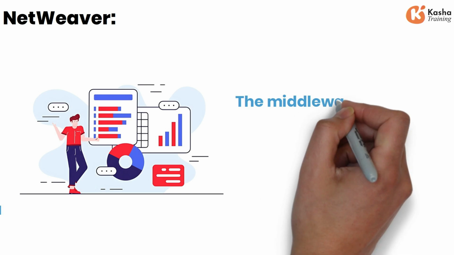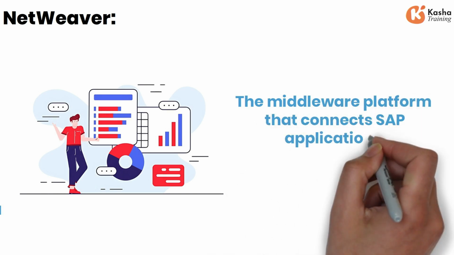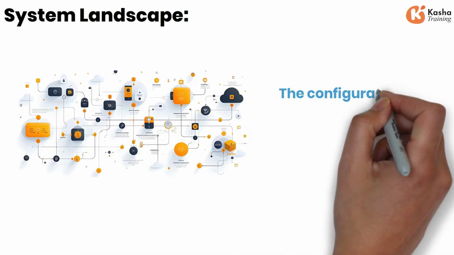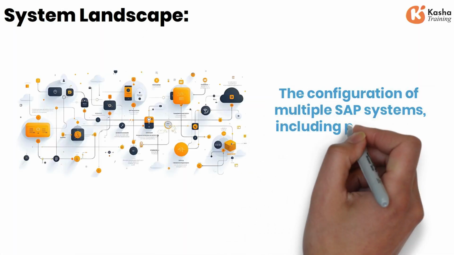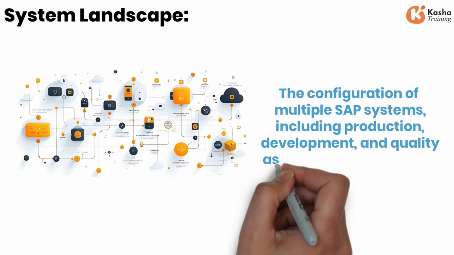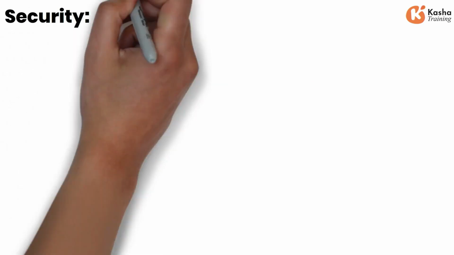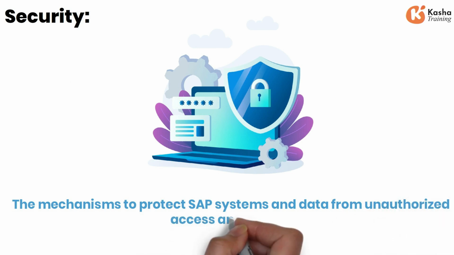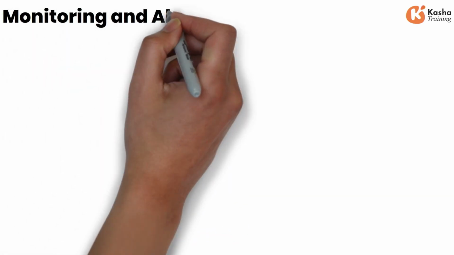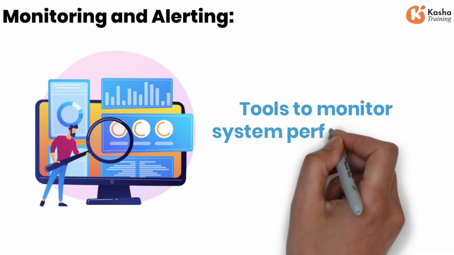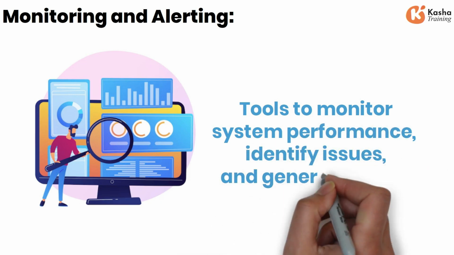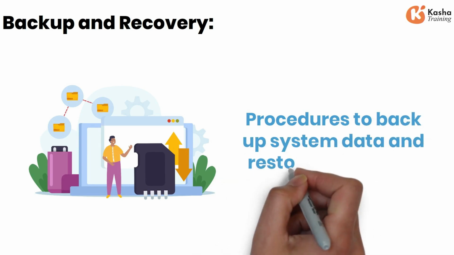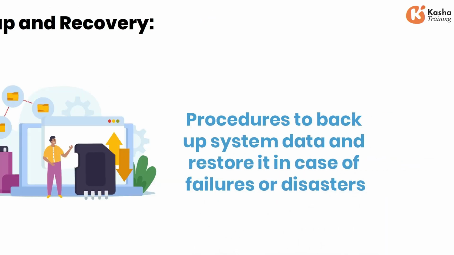NetWeaver. The middleware platform that connects SAP applications, databases, and other systems. System landscape. The configuration of multiple SAP systems, including production, development, and quality assurance environments. Security. The mechanisms to protect SAP systems and data from unauthorized access and threats. Monitoring and alerting. Tools to monitor system performance, identify issues, and generate alerts. Backup and recovery. Procedures to back up system data and restore it in case of failures or disasters.